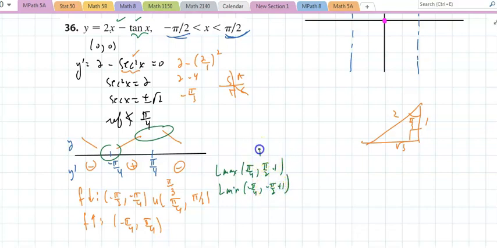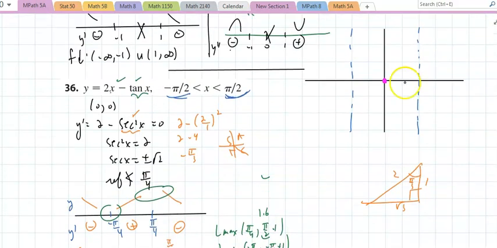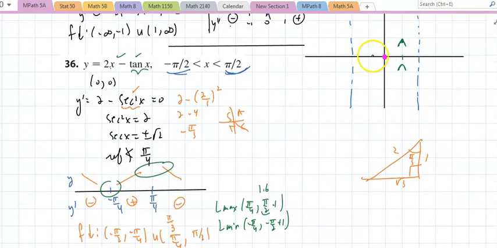Remember, this is 1.6 about, right? So, we have a maximum at pi over 4 halfway through, and 1.6 minus 1, about 0.6, about right there. There's a maximum there. Maximums look like this. And we have a minimum at -pi over 4, -0.6. It looks something like this.